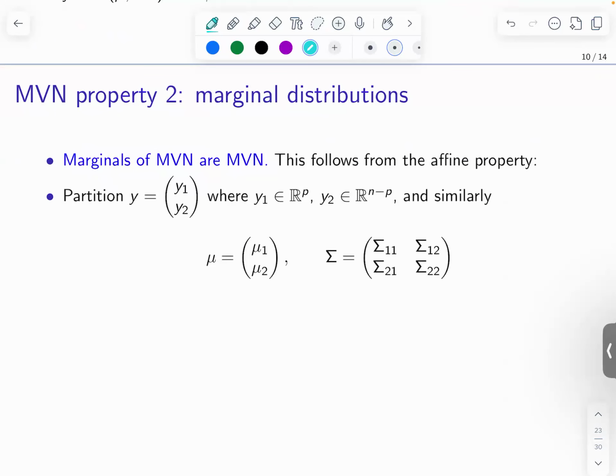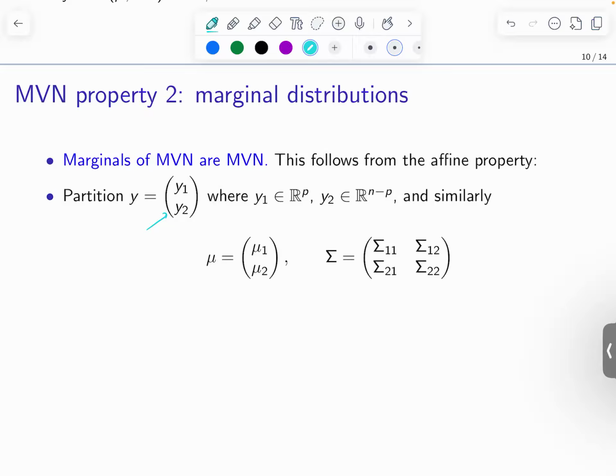Okay, let's move on to the second property, which is really not an independent property. It's just a consequence of the previous property. If you just remember that, that's enough to get this. So marginals of a multivariate normal distribution are again multivariate normal. What do we mean by marginals or marginal distribution? What is a marginal? In this case, it would be the distribution of y1 or y2, holding the other. Yes.